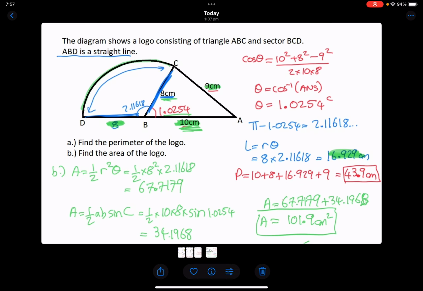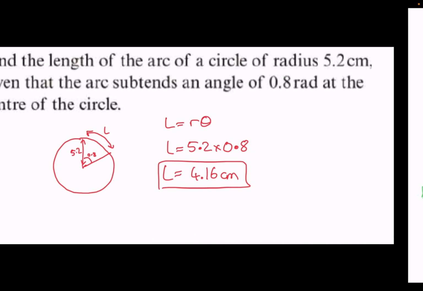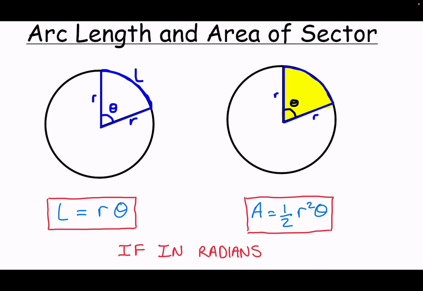So, as long as you're in radians, which we do want to be for a lot of this work because it makes our life much easier, then you can use these formulae for the arc length and the area of a sector.